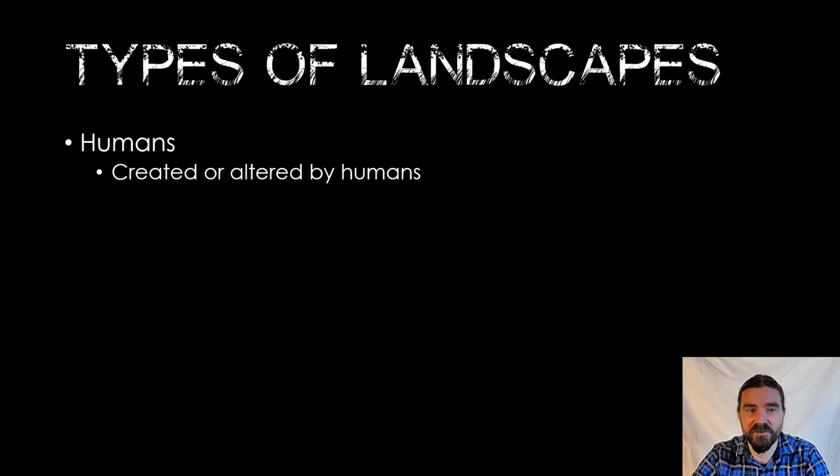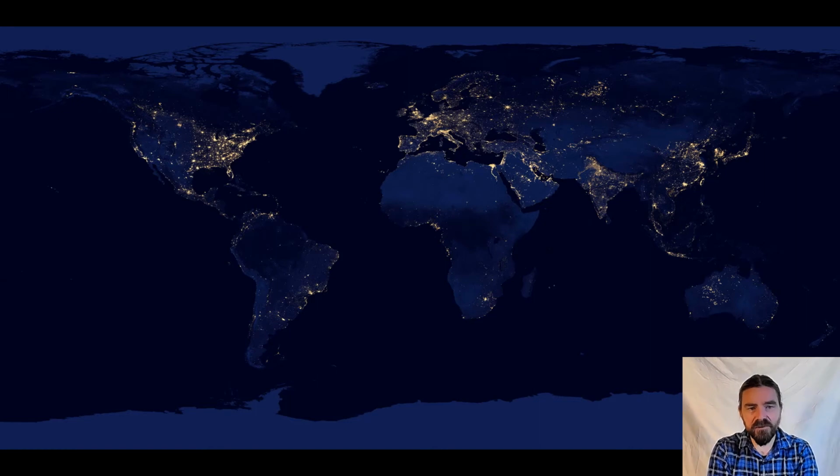Or then you could have a city, which is totally created by humans and also managed. I was trying to find a map to show an example of human landscapes, and I found this one. This is a satellite map at night. What it's actually showing is light. So it's showing all of the places where there's a lot of electricity turned on at night. Now we can use that to estimate where all of the cities are, right?